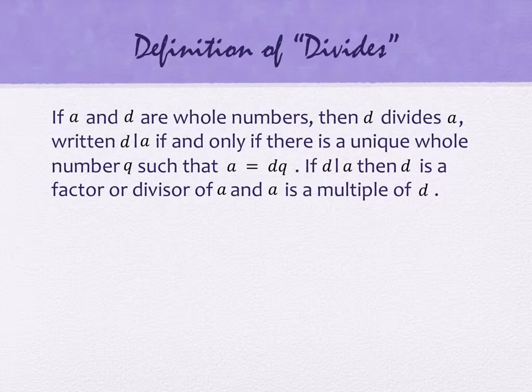Starting with, we're going to talk about what the definition of the word divides means. If A and D are whole numbers, and we say that D divides A, it is written with D at the beginning, then a vertical bar. It's not a fraction bar. Okay, that is a vertical bar. If and only if there exists a unique whole number Q, such that A equals DQ. If D divides A, then D is a factor or a divisor of A, and A is a multiple of D. So just fill in the details, and then I'll do a specific example, and you're going to be like, oh, that's exactly what I thought you meant if you put numbers in. Okay? That's what I thought it meant.